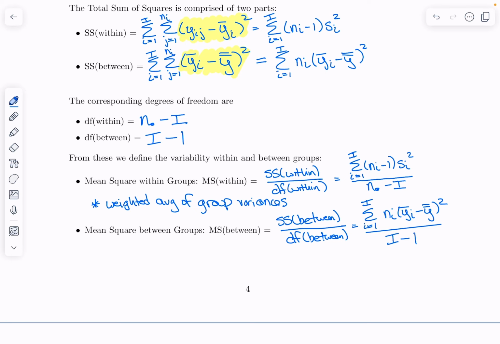And then this is going to be a weighted average of what I'm going to put in quotes, because it's not exactly, but it's going to be a variance of the sample means. Okay, because we're comparing each sample mean to the overall mean, and so this is a weighted average of the variances of the sample means.